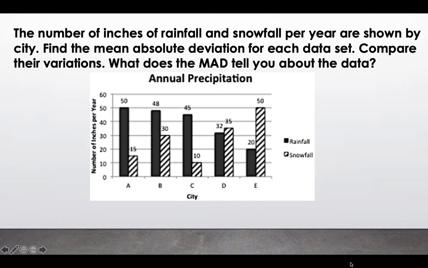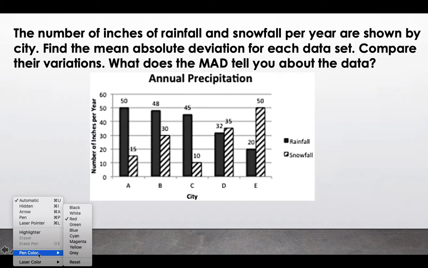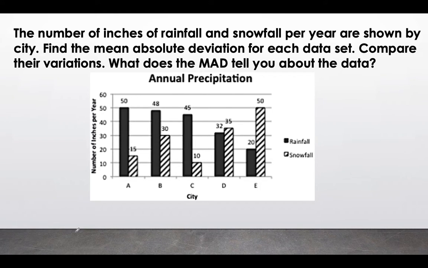In this example, the number of inches of rainfall and snowfall per year are shown by city. Find the mean absolute deviation for each data set. Compare their variations. What does the MAD tell you about the data? The first thing we'd want to do is find the mean for each set of data, the rainfall and the snowfall. The mean of the rainfall data is 39. The mean of the snowfall data is 28.